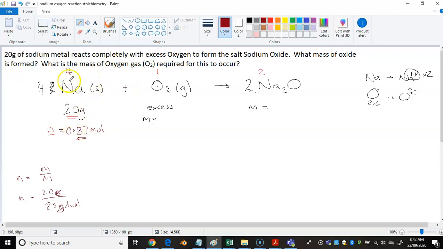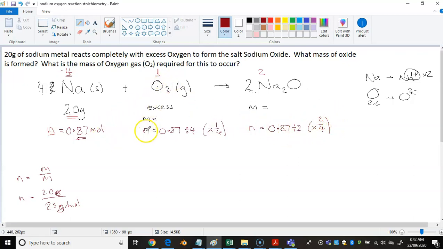All right, now we know that if we need 4 of these for 1 of these, then the number of mole for this is going to be 0.87 divided by 4 there, which is the same as timesing by a quarter. And here the number of mole is going to be 0.87 divided by 2, which is the same as timesing it by 2 over 4. So what I'm doing is using the ratio of the numbers here and here to produce the fraction that I'm dividing by.